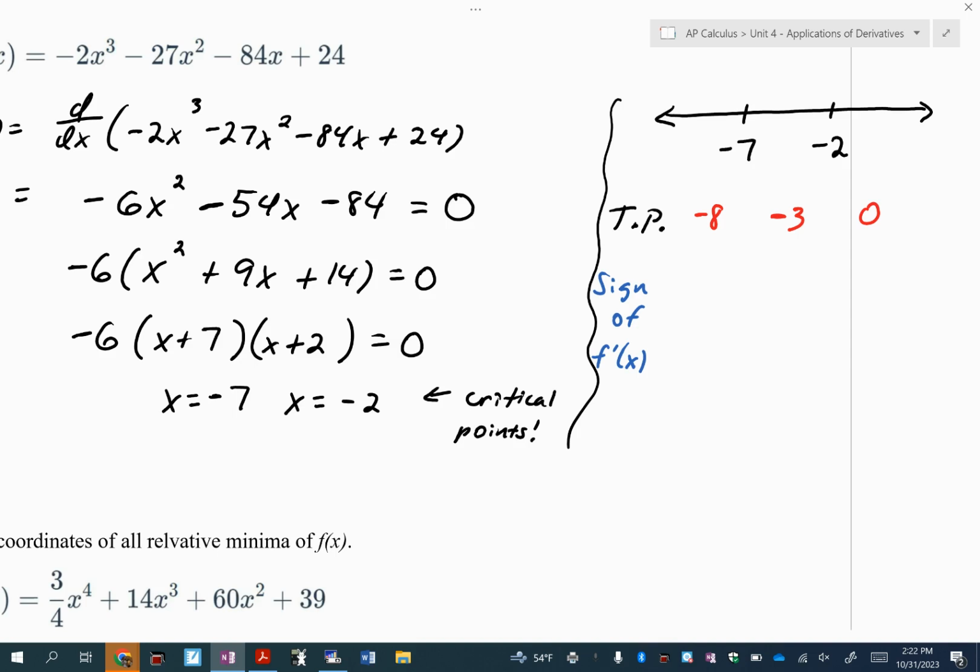Ready? I don't care what the number is. I just care if it's positive or negative. So what's -8 plus 7 going to be? It's going to be a negative. I don't care what the number is, just the sign. What's -8 plus 2? Just a negative. So what's a negative times a negative times a negative? It's a negative. You're good, no worries. Negative times a negative is a positive.